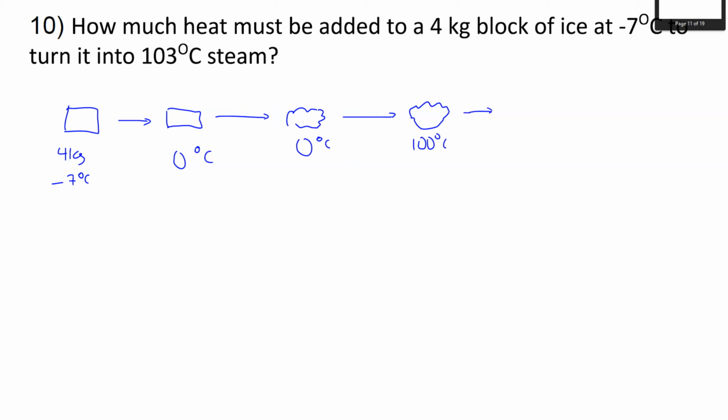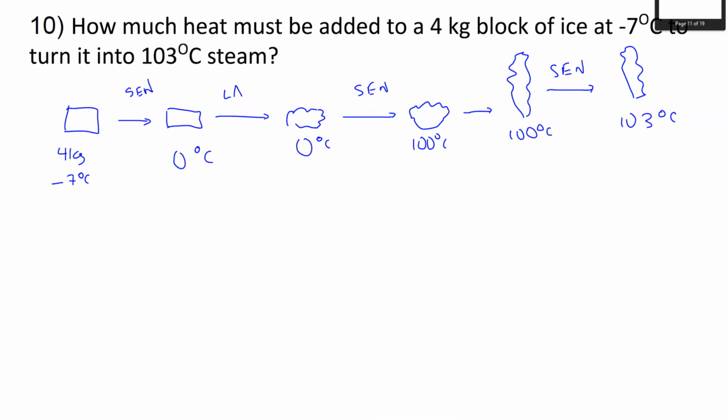And then that needs to turn into steam. You can find better pictures if you don't like mine. That's fine. It's just whatever helps you out. And then I want to change the temperature up to 103 degrees. Okay. Right there, I'm changing the temperature. Sensible. This one's sensible. This one's sensible. Anywhere I'm changing the temperature is a sensible heat change, and these other two are state changes, going from solid to liquid and liquid to gas.